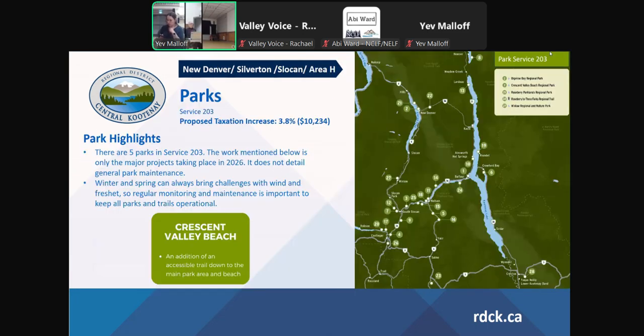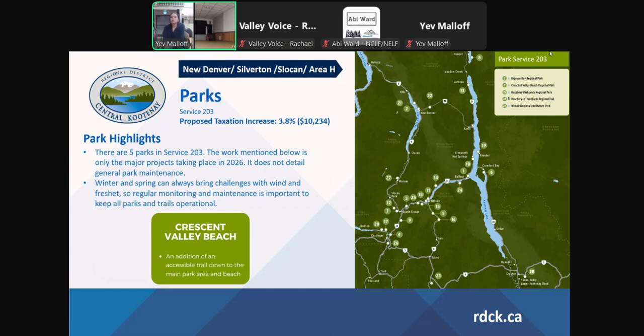Jumping over to parks, Service S203 covers New Denver, Silverton, and Area H. It's seeing a proposed taxation increase of just under 4%. There are 5 parks in this area: Bigelow, Crescent Valley Beach, Rosemary Parklands, Rosemary 3 Parks Regional Trail, and Winlaw Regional and Nature Park. So those are the 5 parks.